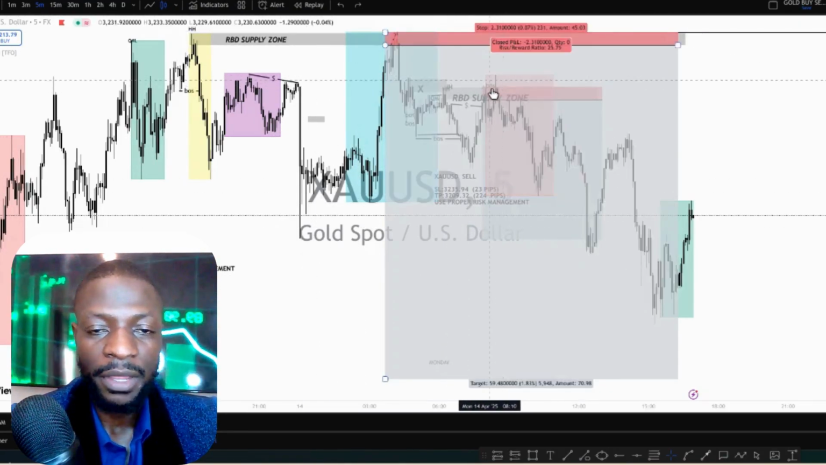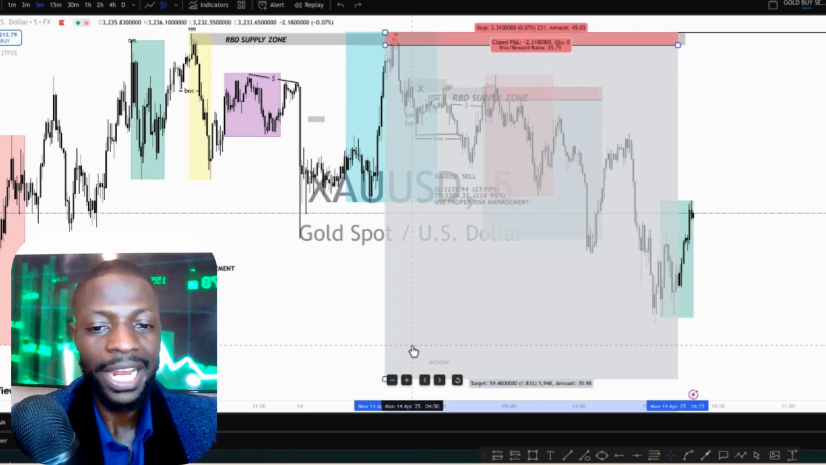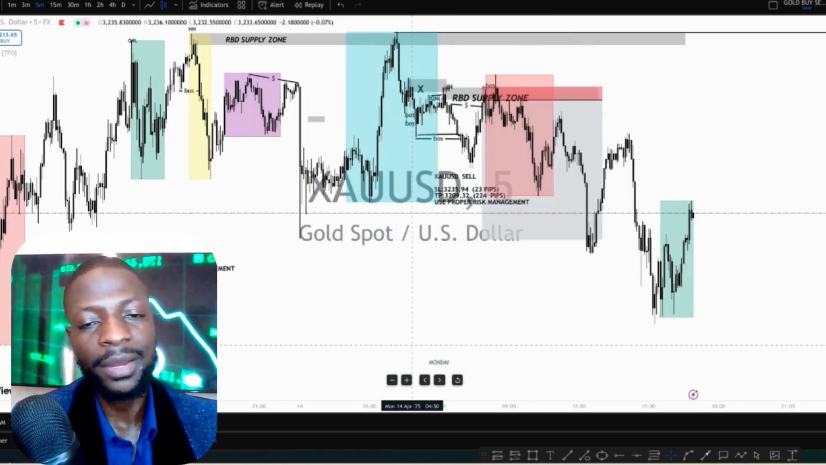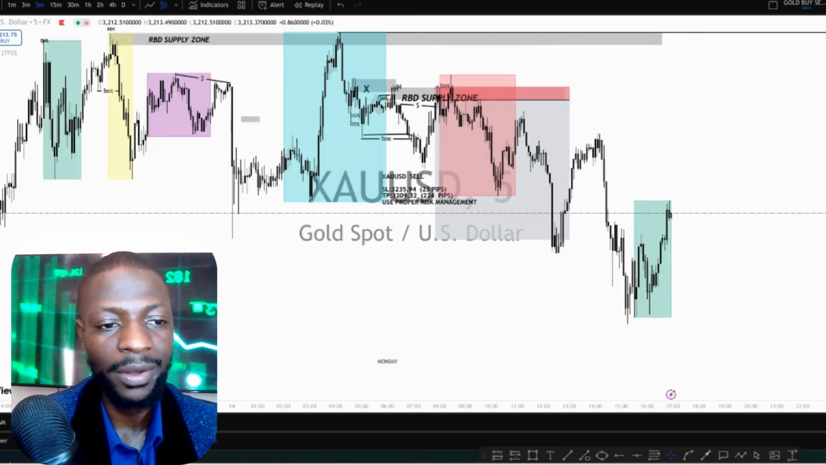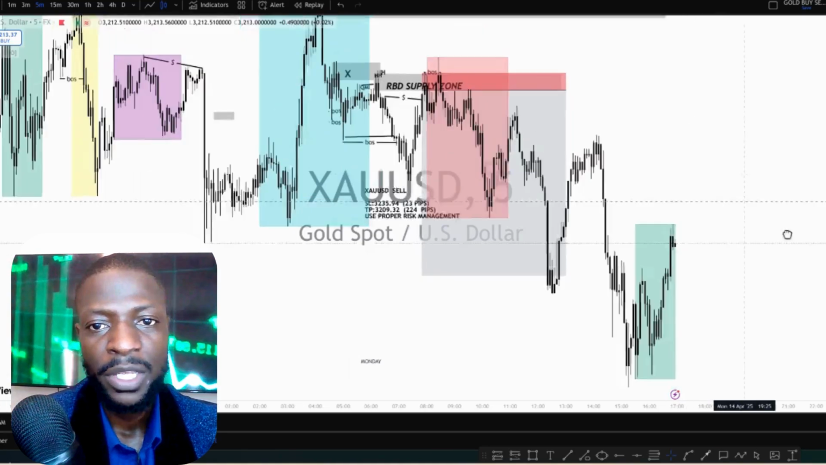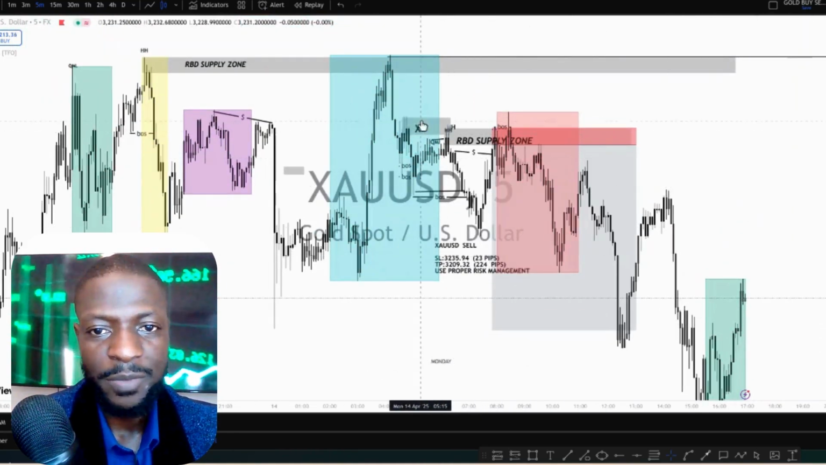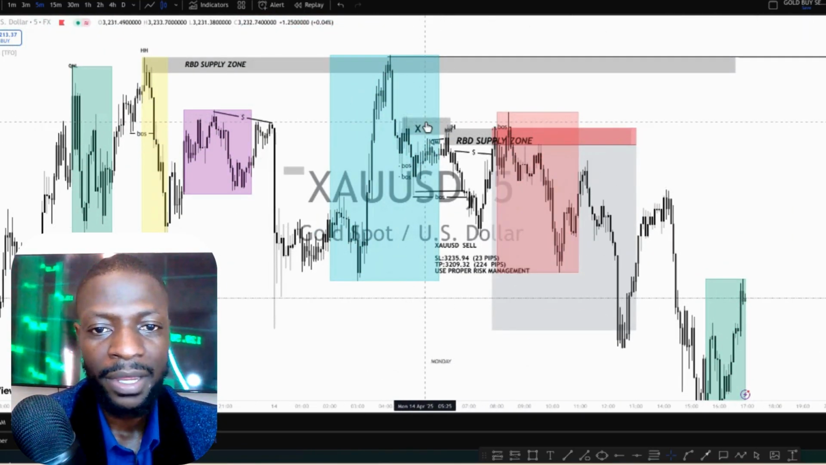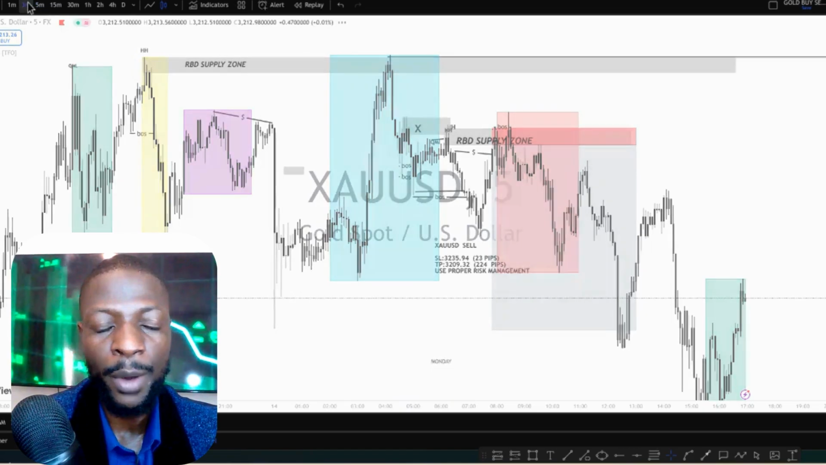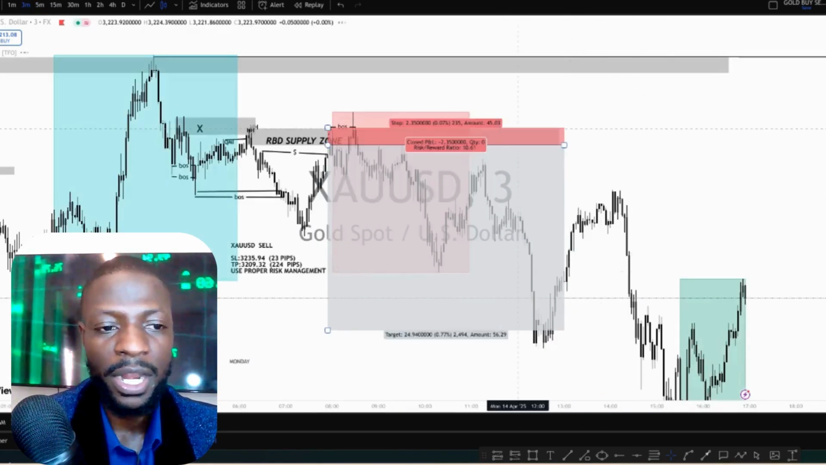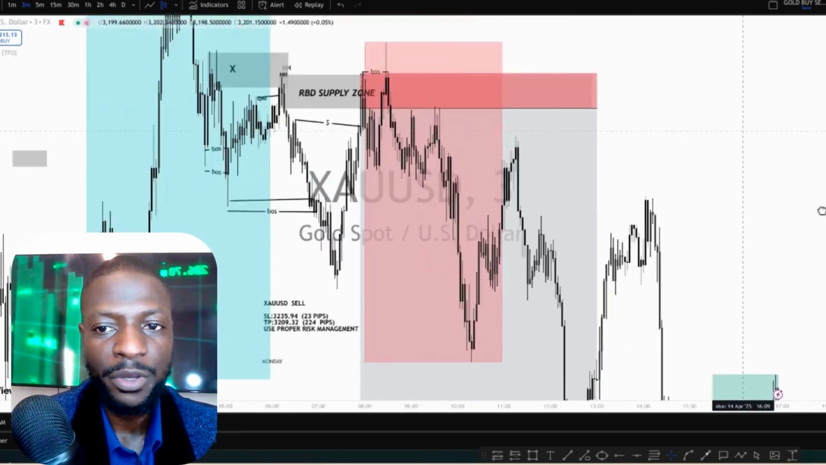However, the entry that we had right here is the one that actually was not in our direction. The market didn't go in our direction because we were taken out right here. So it seemed the market responded to the other level right there instead of the initial level where we're actually trying to sell from. So now if you can break it down, let me show you right here.